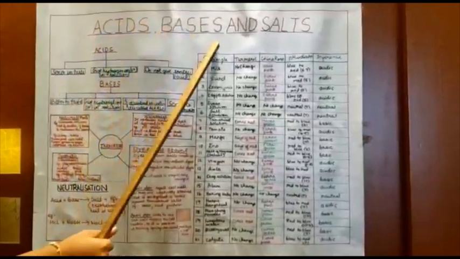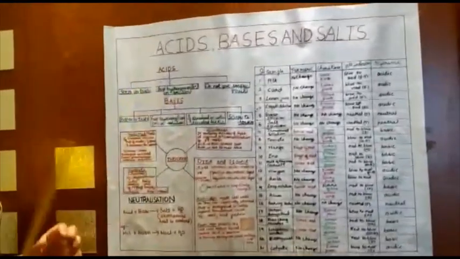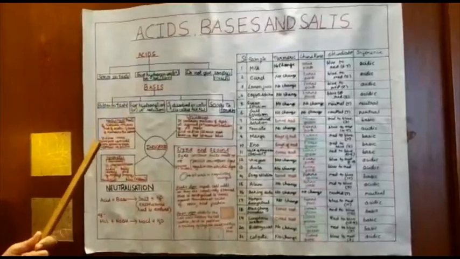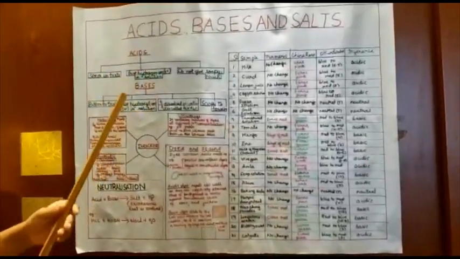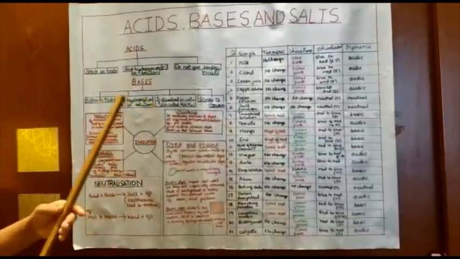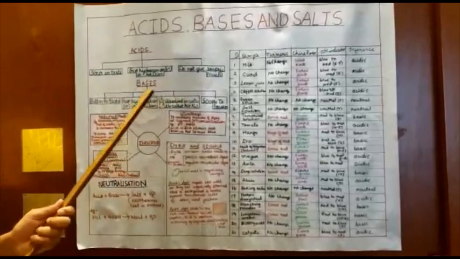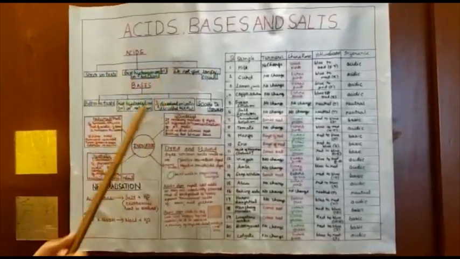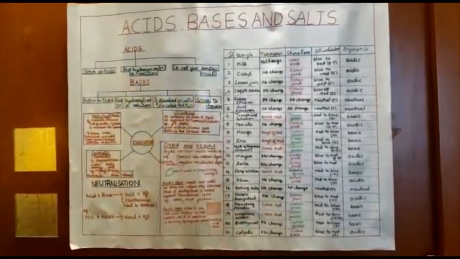Acids, bases and salts. Let's differentiate between acids and bases. Acids are sour in taste, whereas bases are bitter to taste. Acids give hydrogen ions in solutions. Bases give hydroxyl ions, or OH minus, in solutions. If dissolved in water, it is called an alkali. Acids do not give a soapy touch. Bases give a soapy touch.